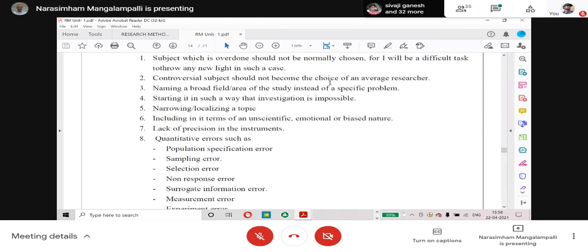Then a controversial subject should not become the choice of an average researcher. If you are highly esteemed and if you are able to substantiate your work with your expertise and with your confidence, even controversial topics can also be considered. But for an average researcher, it is not suggested.